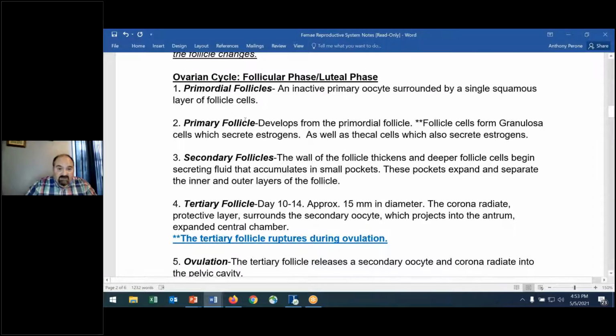But I want you to know this, so I highlighted it here. You have primordial follicle, primary, secondary, tertiary. It's the tertiary follicle that will rupture during ovulation. This is what ruptures, this is what releases the egg upon ovulation.